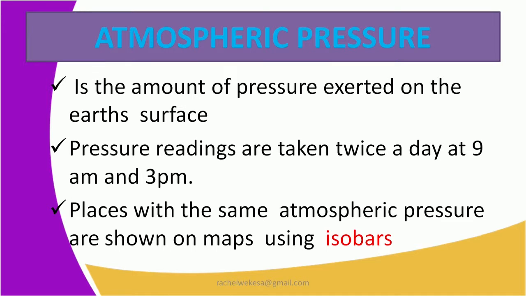Another thing is that places with the same atmospheric pressure are shown on a map using an isobar. An isobar is a line that joins places with the same atmospheric pressure. You will find isobar lines on topographical maps, and they will tell you that these are places of the same atmospheric pressure.